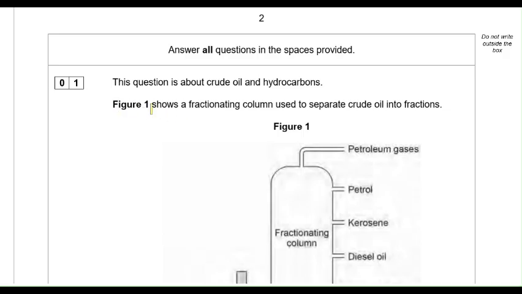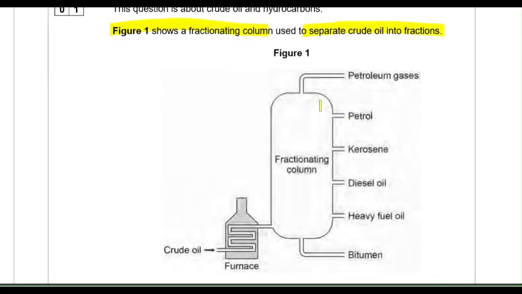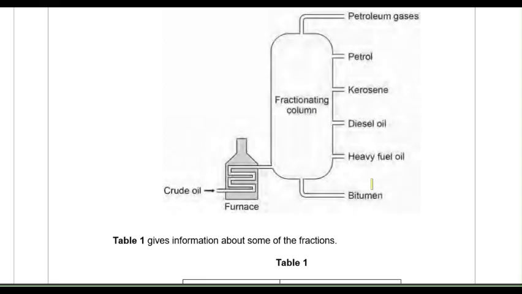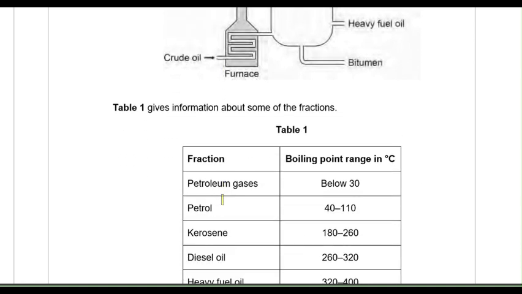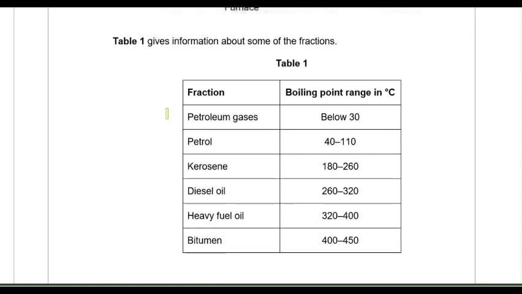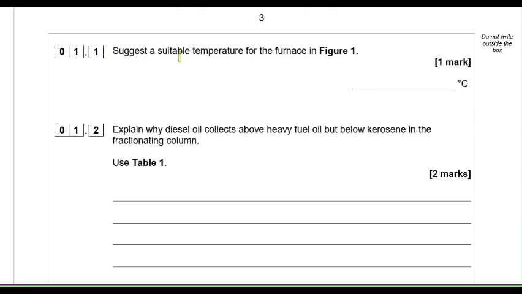This question is about crude oil and hydrocarbons. Figure 1 shows a fractionating column used to separate crude oil into fractions. You'll have seen this diagram many times. It's in your textbooks and your revision guides. There's a furnace, which we'll come back to later, and some different fractions on the right hand side. Table 1 gives information about some of the fractions, and you can see all the different fractions listed there, and the second column is the boiling point range in degrees Celsius.